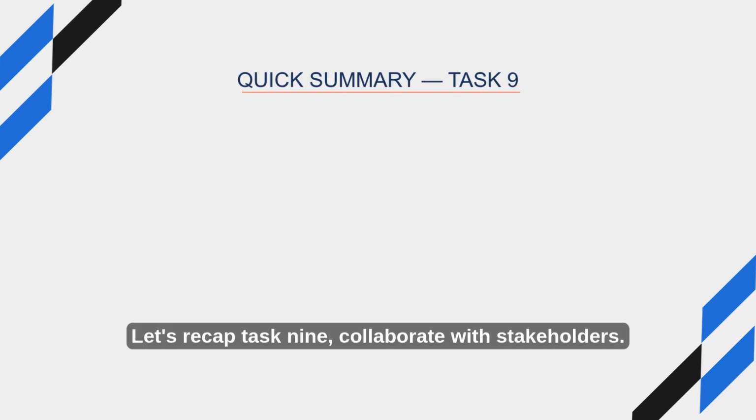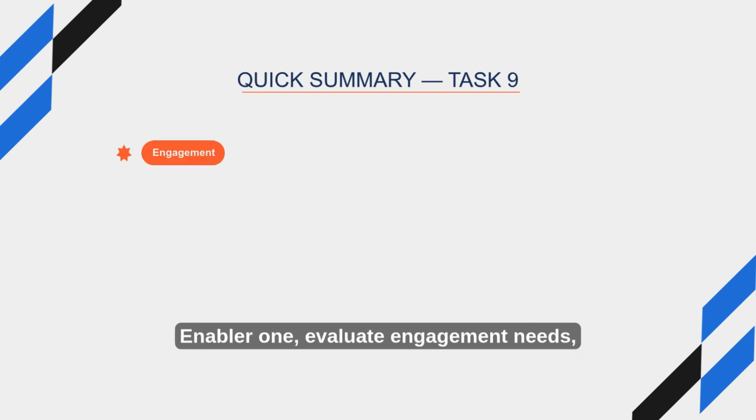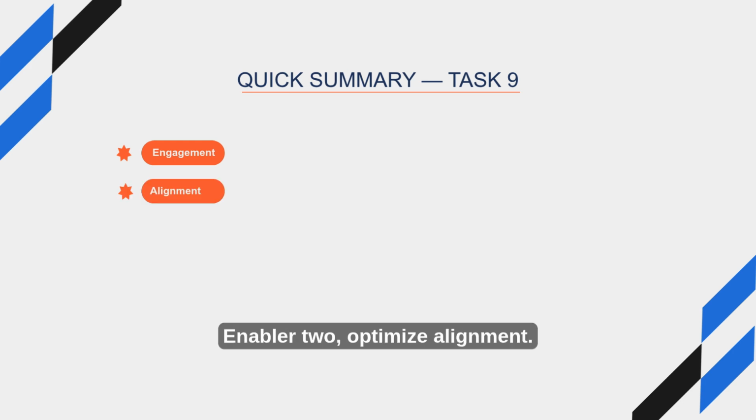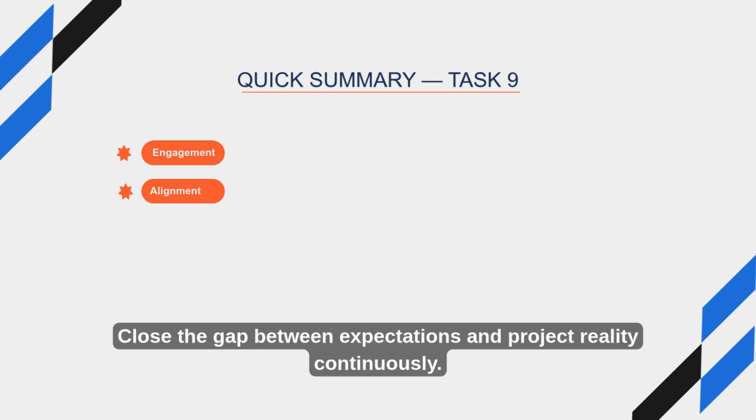Task 9. Let's recap. Task 9: Collaborate with stakeholders. Enabler 1: Evaluate engagement needs. Assess what each stakeholder needs. Tailor your approach. Enabler 2: Optimize alignment. Close the gap between expectations and project reality continuously.